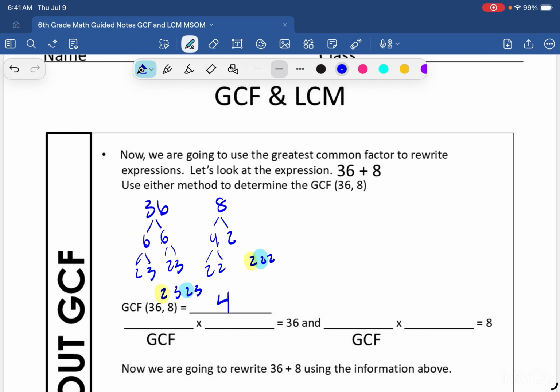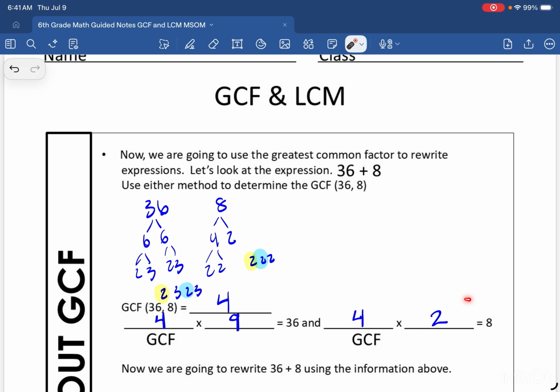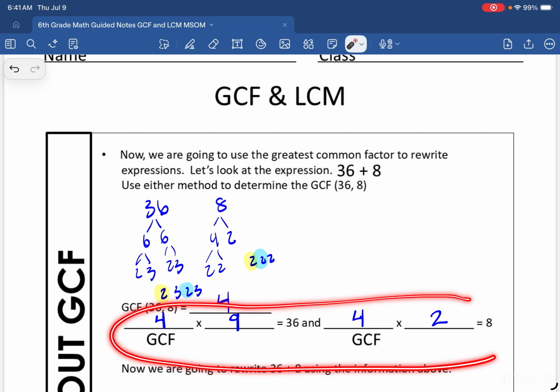Now we're going to rewrite the number 36 using the greatest common factor. So the greatest common factor is 4. 4 times what equals 36? 9. And the greatest common factor, again, is 4. 4 times what equals 8? And that is 2. So we have 4 times 9 equals 36, and 4 times 2 equals 8.